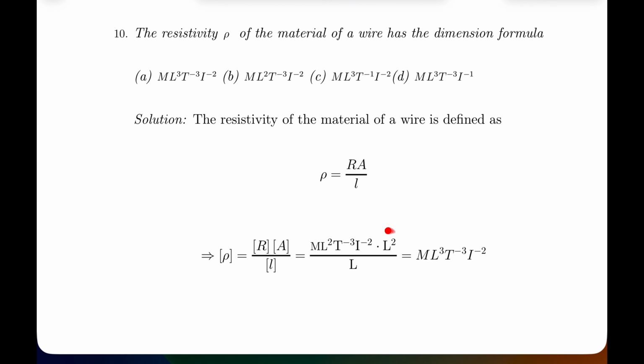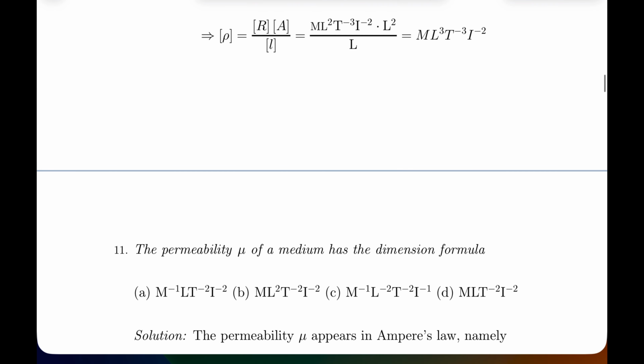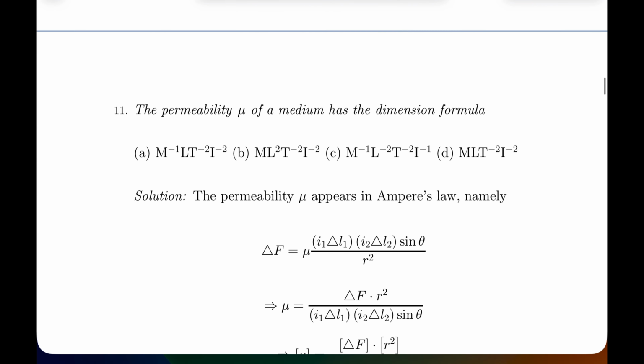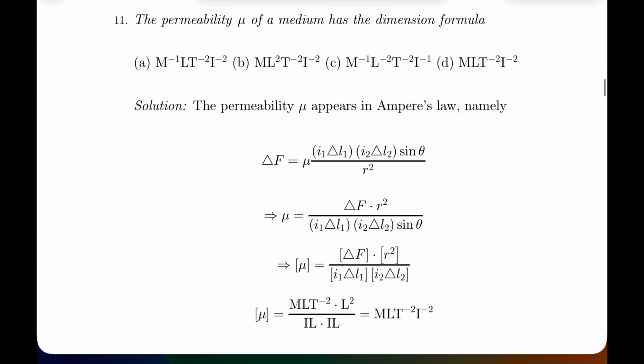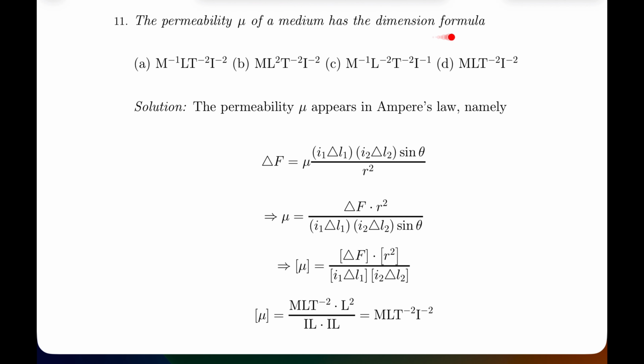So if you divide the numerator by denominator, you get the dimensional formula for resistivity of a wire as M L cube T to the power minus 3, I to the power minus 2. Okay. Next, we come to find the dimensional formula of the permeability mu of a medium. It is followed by four options here as usual.